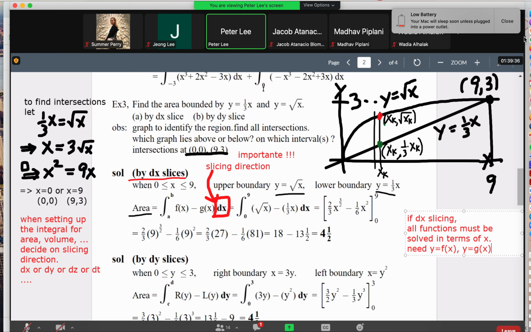So this is x here. If this is x, then that must be an x, and this must be an x, and the limits must be in x as well. So this is from x equals 0 to x equals 9, and then this is square root of x, and this is x right here. And of course the slicing direction, dx, is terribly important. If you integrate this, you get this and that, and then you do the calculation, and we end up getting 4.5. If you look at this area here, does it kind of look like it's about 4.5?